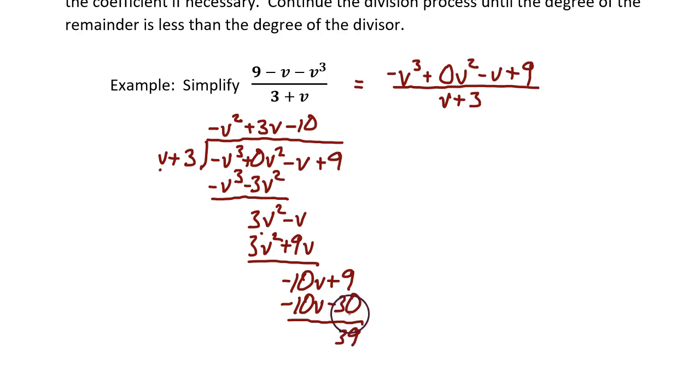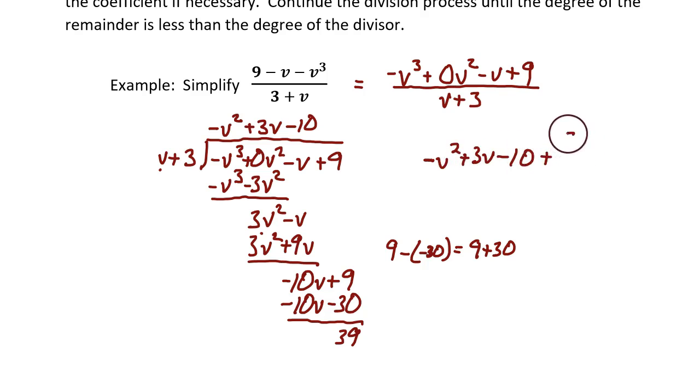Again, I want to caution you to be so careful with the subtraction step. 9 subtract negative 30 is the same thing as 9 plus positive 30, which is 39. The 39 is the remainder, which gets attached onto the end of the quotient up above. So over here on the side, let's write our answer. Negative v squared plus 3v minus 10 plus 39 out of v plus 3.